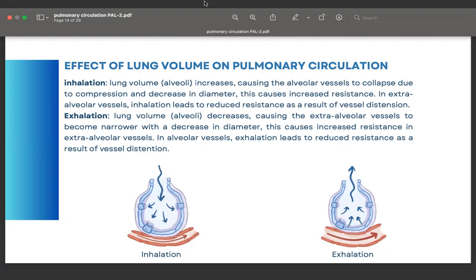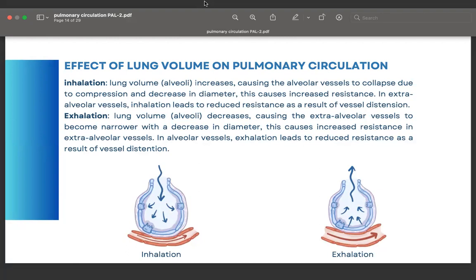So now let's shift our focus to exhalation. As you breathe out, decreasing your lung volume, the extra-alveolar vessels respond by becoming narrower, decreasing their diameter because the lung tissue itself is shrinking. So this results in increased resistance in extra-alveolar vessels. But in contrast, in the alveolar vessels, exhalation leads to reduced resistance. So as the lung volume decreases, these vessels undergo distension, making it easier for the blood to flow through them.